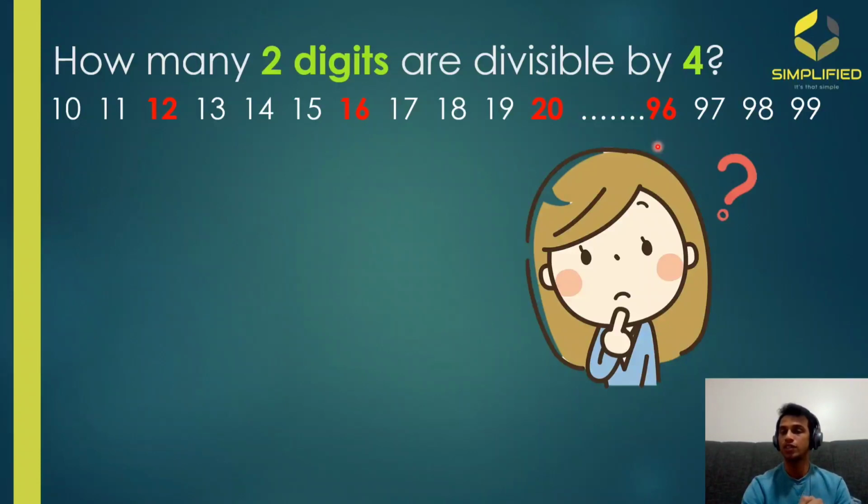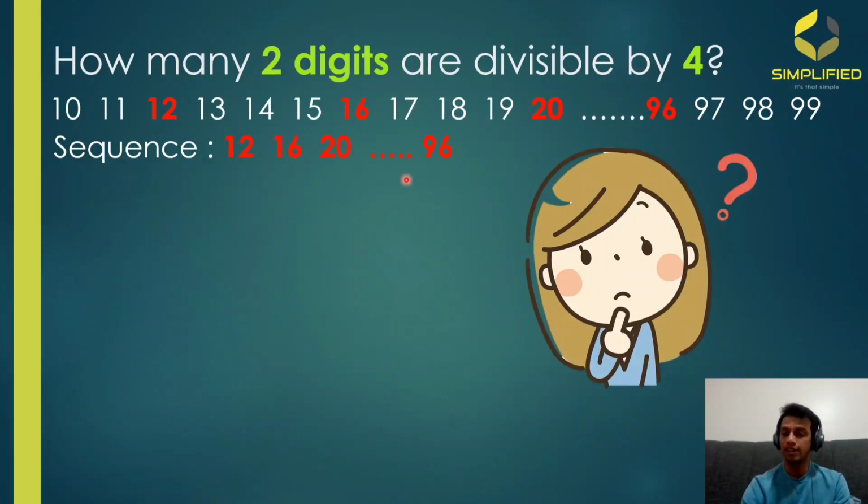The last two-digit number that is divisible by 4. But afterwards, 97, 98, 99, it won't be divisible by 4. So this is the sequence we are looking for. That is 12, 16, 20. It goes all the way up to 96. So we got the sequence.